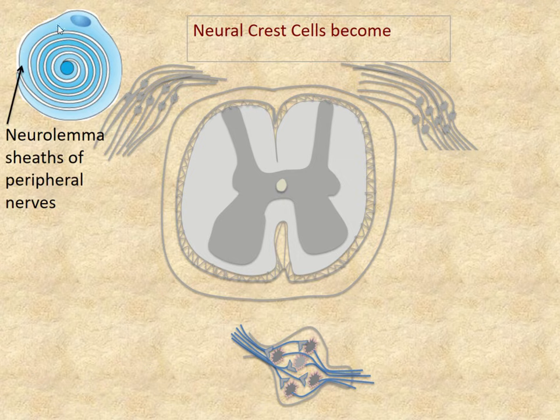Neural crest cells also contribute to or make up the neurolemma sheaths that are in all of the peripheral nerves in your entire peripheral nervous system. So all of the Schwann cells came from neural crest cells. If you think about any nerve that's in the peripheral nervous system in your body, they are wrapped by cells that came from neural crest. So now that kind of helps you see how widely distributed a neural crest cell is.